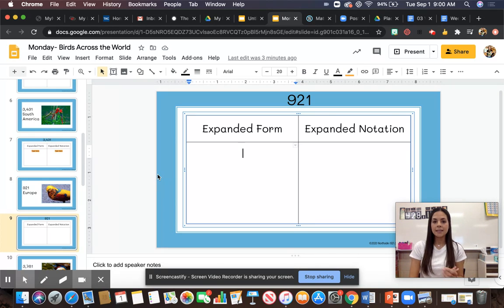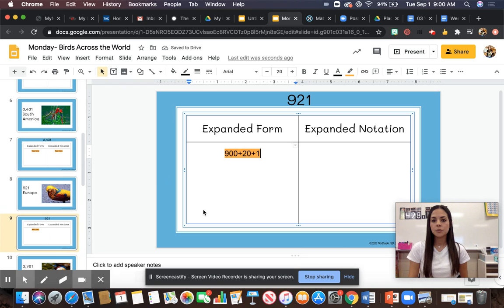My 9 is in the hundreds place and it's worth 900, so I'm going to write 900 plus. My 2 is in the tens place and it's worth 20. And then I have a 1 in my ones place. So 900 plus 20 plus 1 is that number in expanded form.